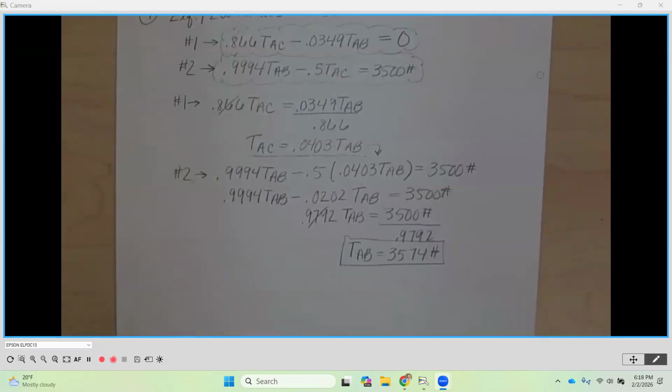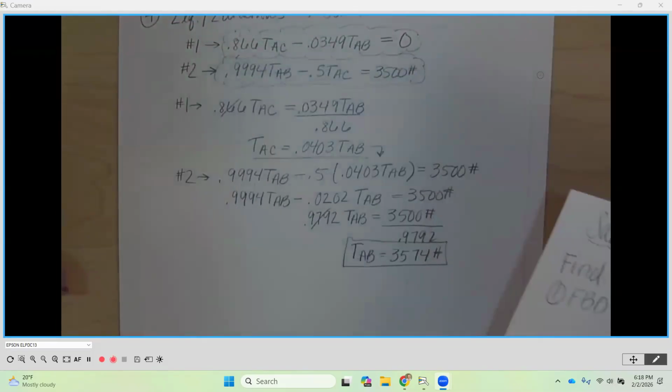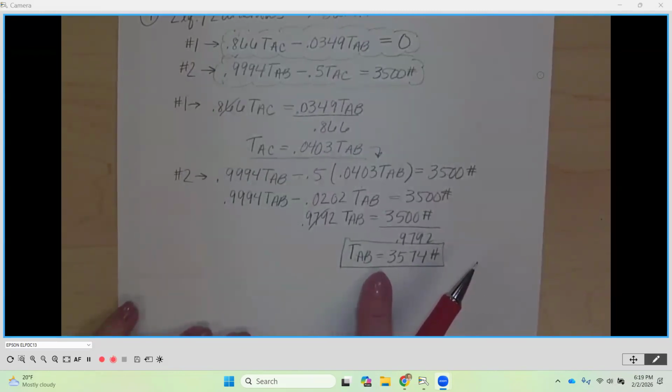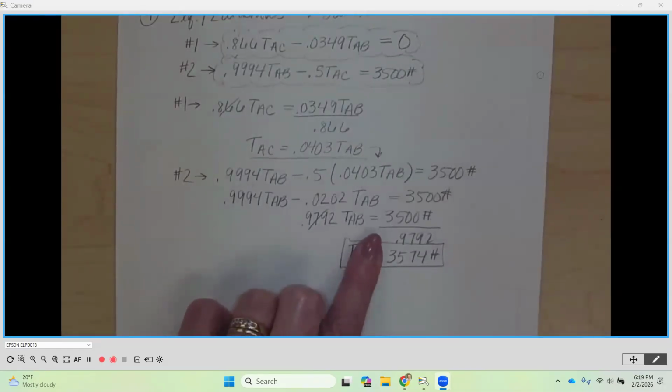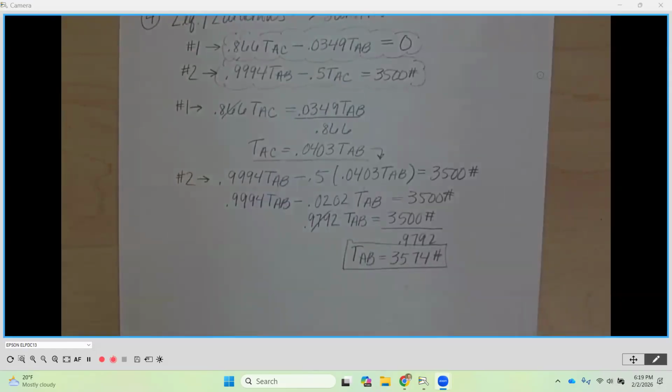When you put a box around the final answer, remember, it asked for in our problem, what is the tension in cable AB, right? So your final answer needs to have TAB, the tension in cable AB is equal to, here's my number with the units, all right? Do not just circle 3,574 pounds. I don't know what that's equal to. And then you might say, well, up here I was calculating. I don't care. Final answer needs to be TAB is equal to, okay? Make sure you put that in.